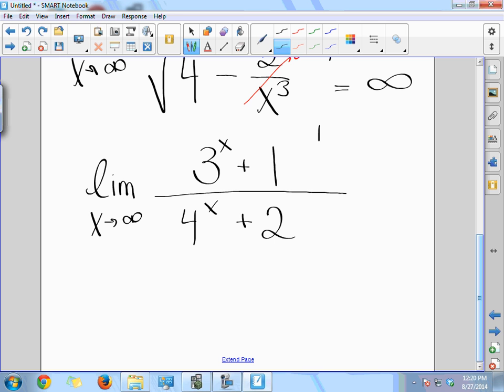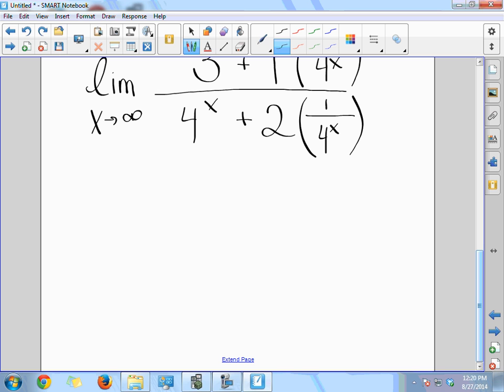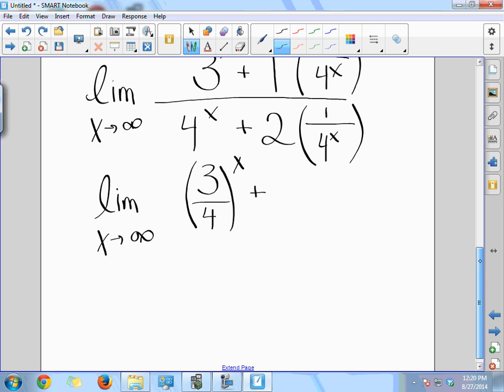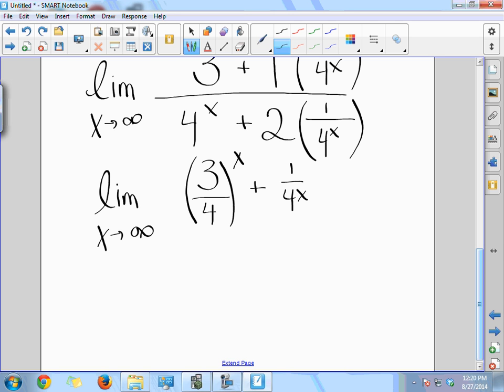So I'm going to multiply by 1 over 4 to the x, and then do the same thing to the denominator, of course. So I still have an equivalent expression. And then I'm going to simplify. So the limit as x goes to infinity, this is now going to be 3/4 all to the x if I simplify the numerator, plus 1 over 4 to the x, all over 4 to the x over 4 to the x is going to be 1, plus 2 over 4 to the x.